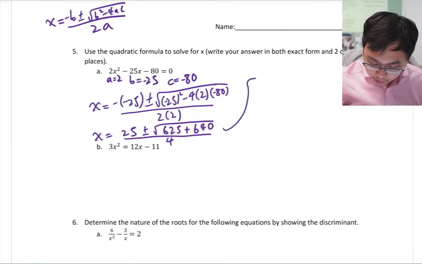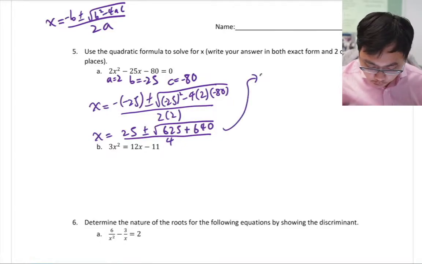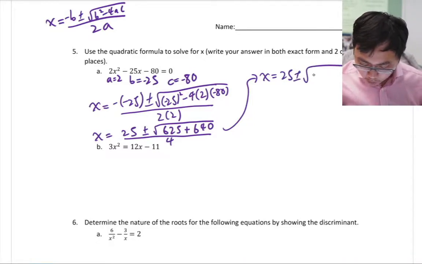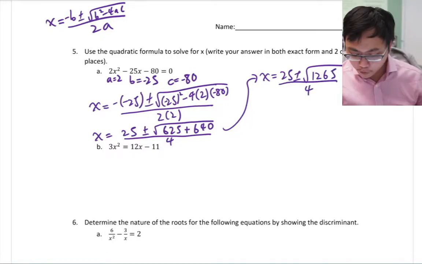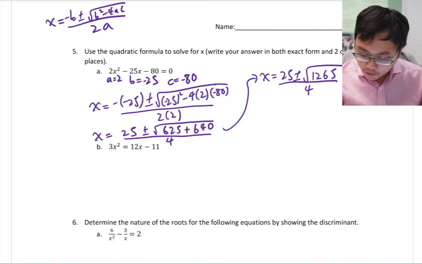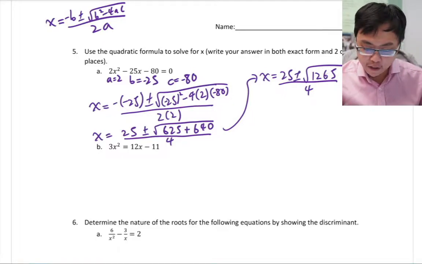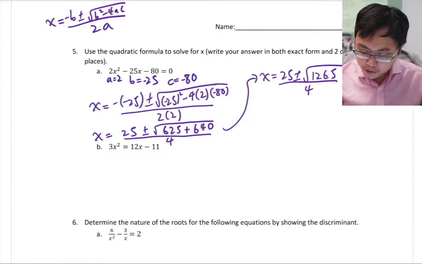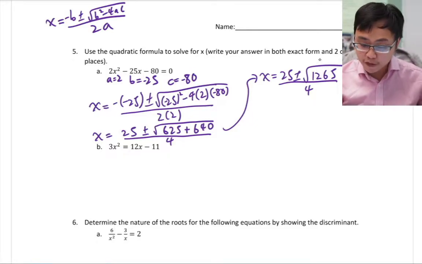And so the next step, you want to combine them together. So x is equal to 25 plus or minus the square root of 1265, and then all over 4. Now, this is the exact form. Unfortunately, 1265 cannot be further reduced because there are no perfect squares that fit inside. And so you can just leave that as the exact form.